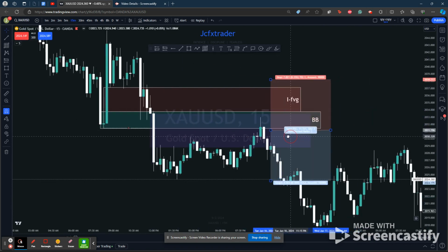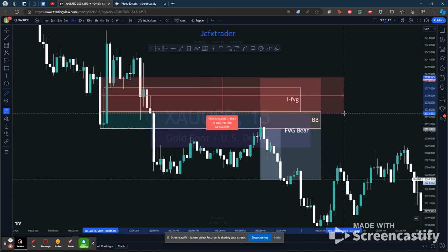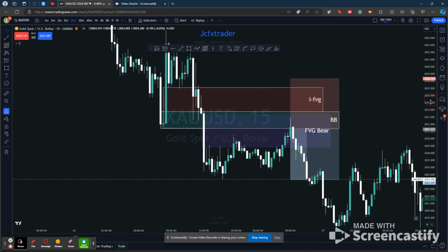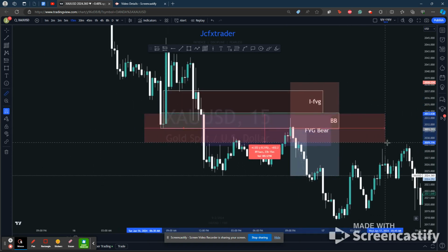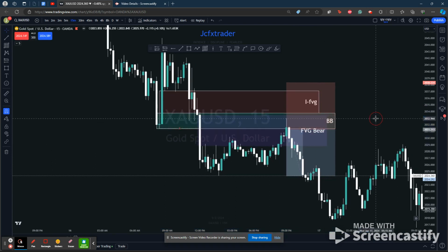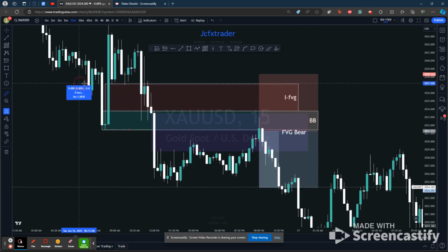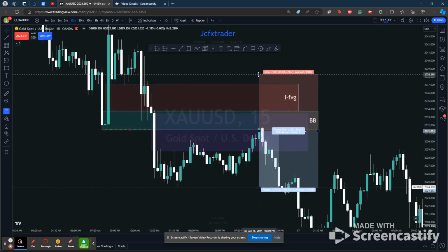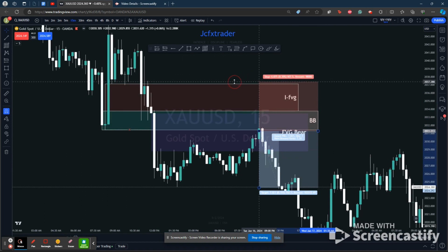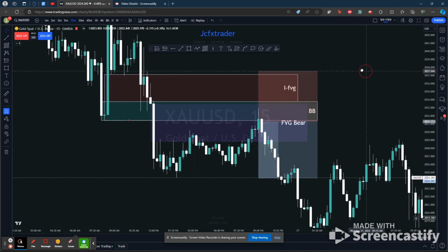Because price doesn't always necessarily have to reach up. For example, this inverse fair value gap, right? Price could react just off of fair value gap bear or just the breaker block. Although these give us more confluence, it allows us to know where to put our stop loss, which would always be above the confluences, leaving a little space for spread, right?